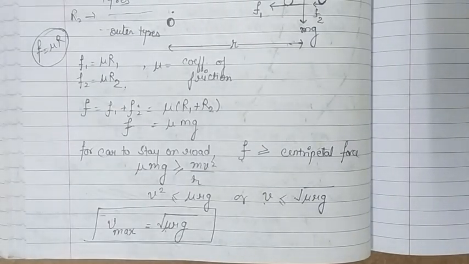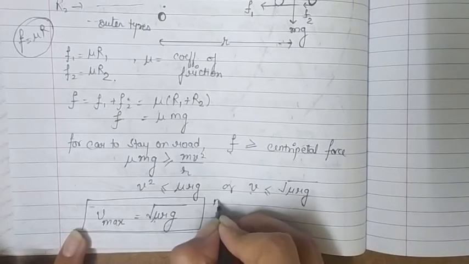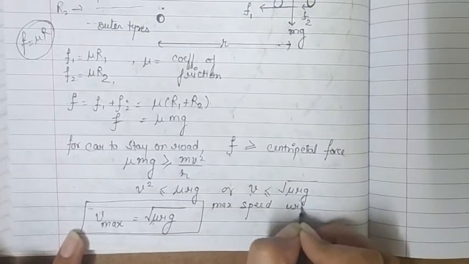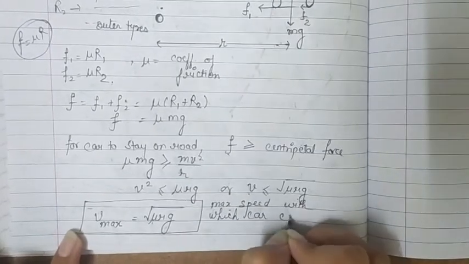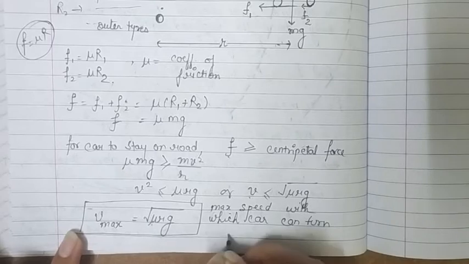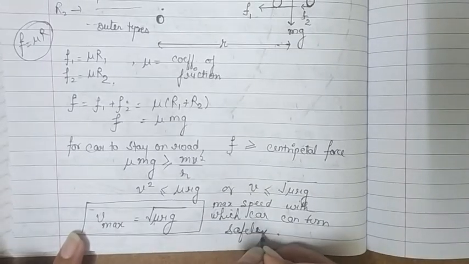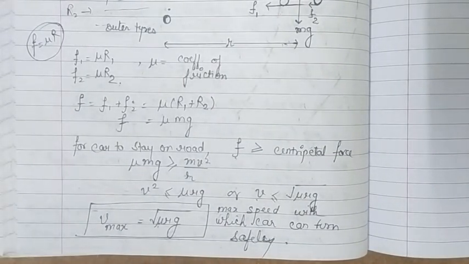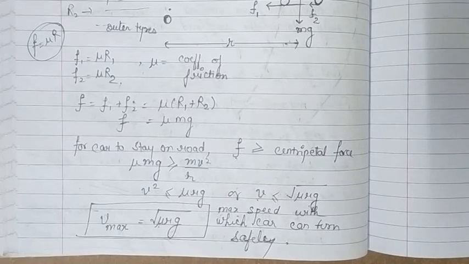So our condition is that Vmax is equal to under root mu rg, and this is the maximum speed with which the car can turn safely. Okay, this is the required condition. Now if the speed exceeds this value, the car will skid and go off the road in a circle which is more than the radius r.